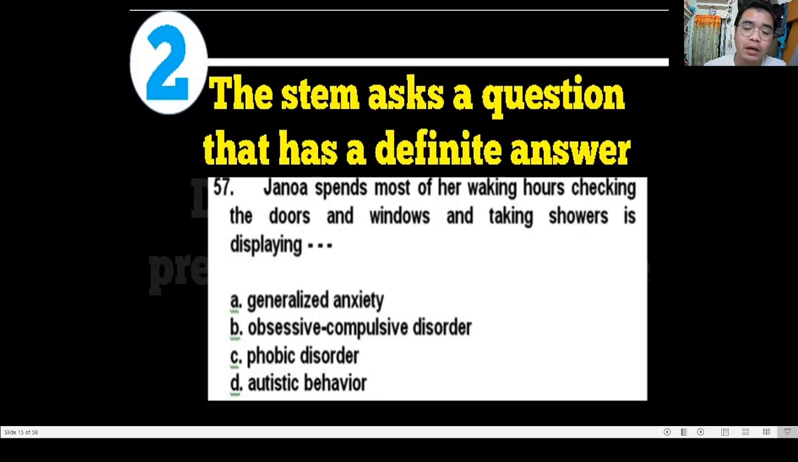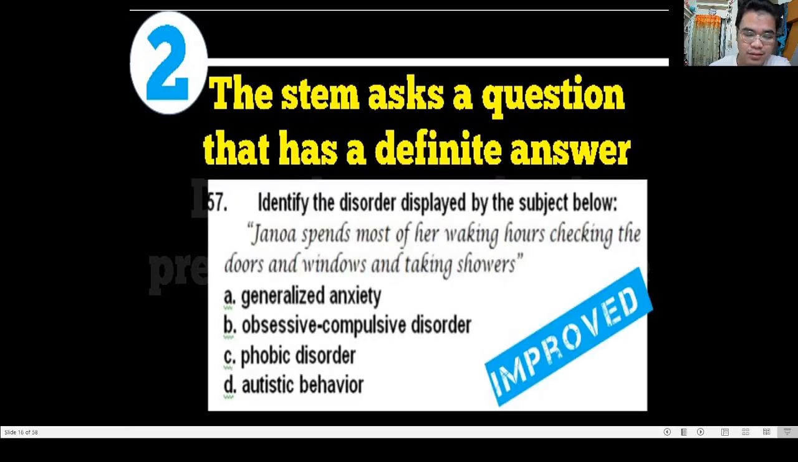No? Genoa spends most of her waking hours checking the doors and windows and taking showers. Is displaying. There's an error here. I would jump to the correct statement, to improve the multiple choice item here. And if you will look at this: Identify the disorder displayed by the subject below.